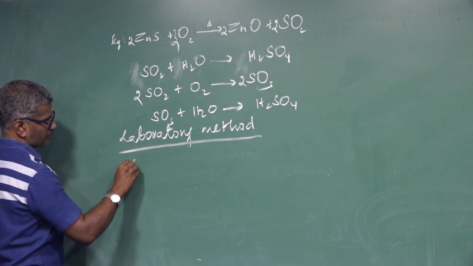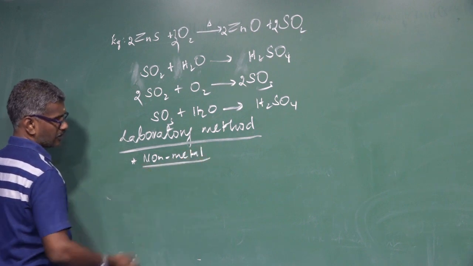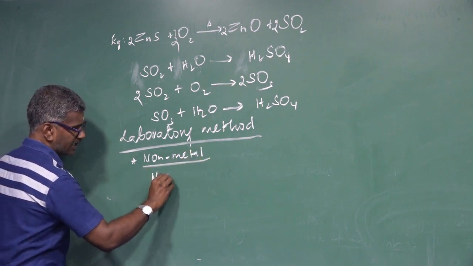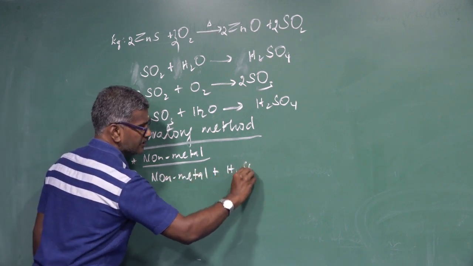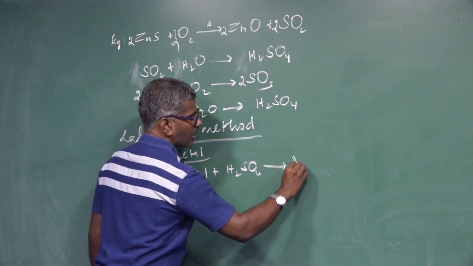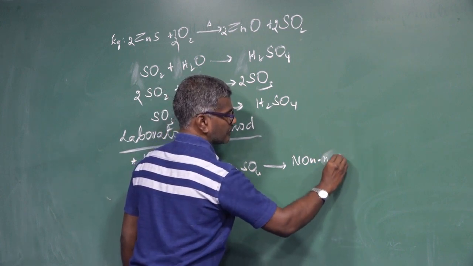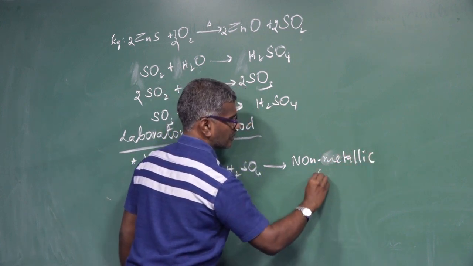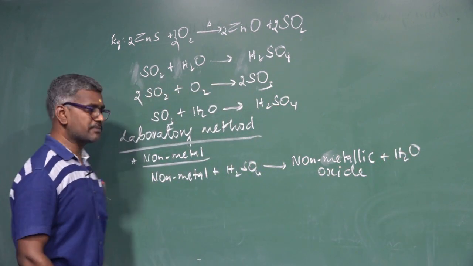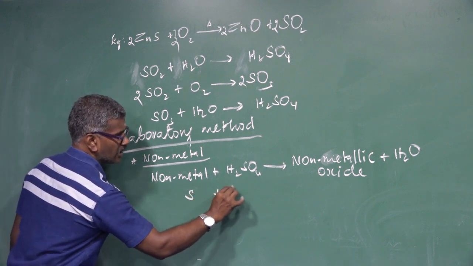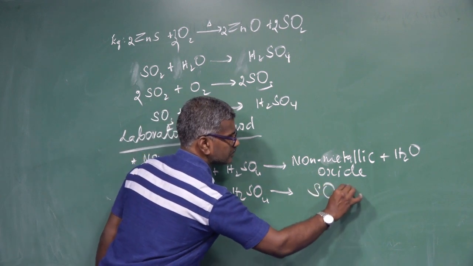First, non-metal. What is the formula? Non-metal reacts with sulfuric acid to form non-metallic oxide plus water. For example, the non-metal is sulfur, reacting with sulfuric acid. The non-metallic oxide is SO2, plus water.